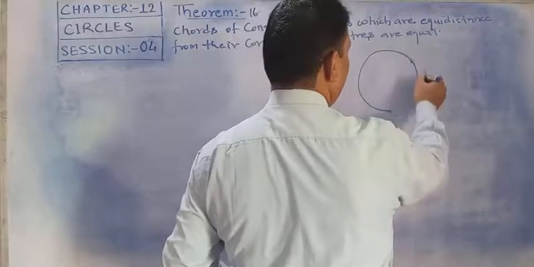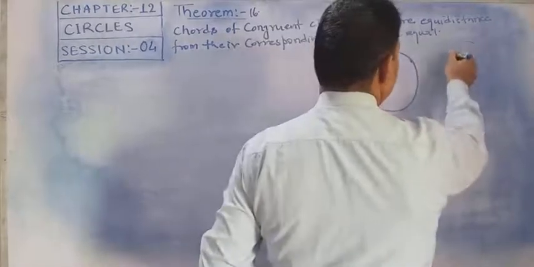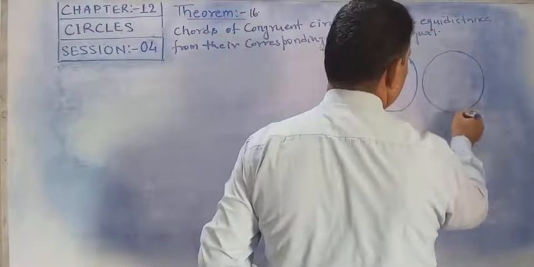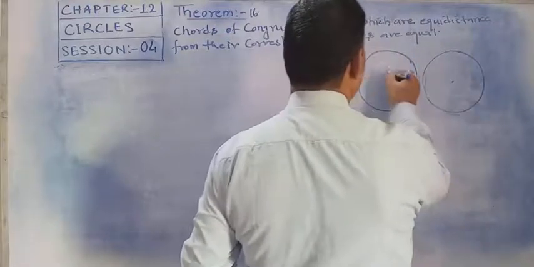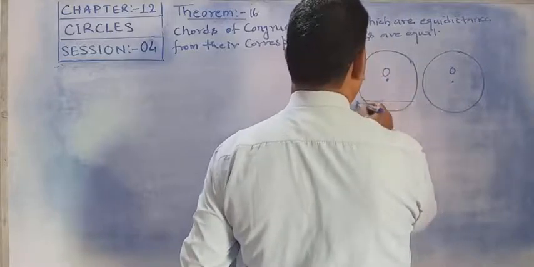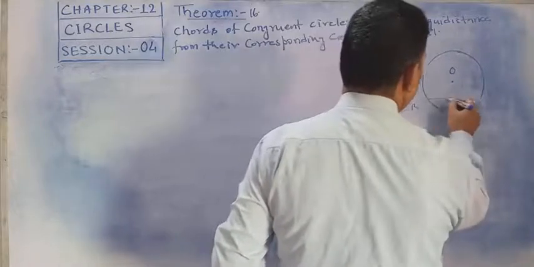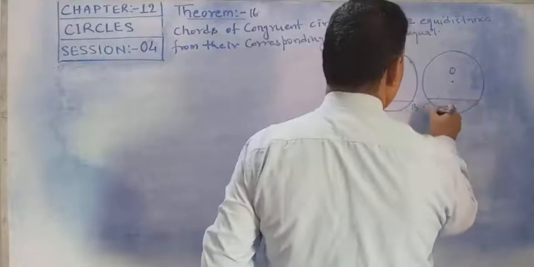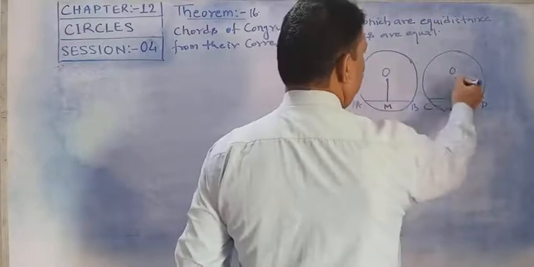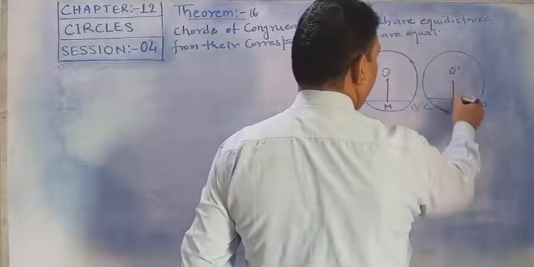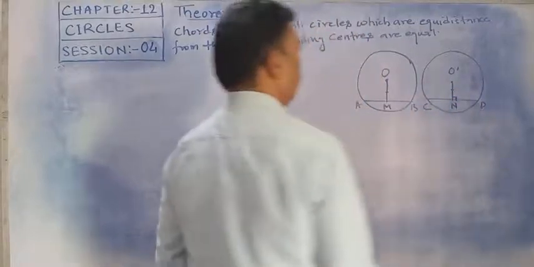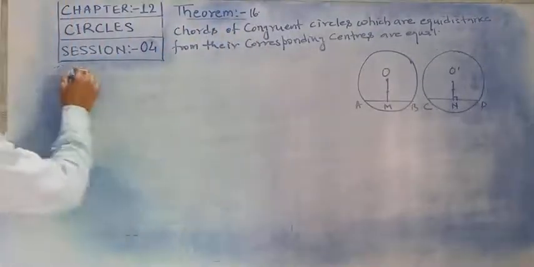These are the two congruent circles. This is the congruent circles O and O dash. And this is the chord AB. And this is the chord CD. OM perpendicular to AB and O dash N perpendicular to CD, such that this OM equal to O dash N.